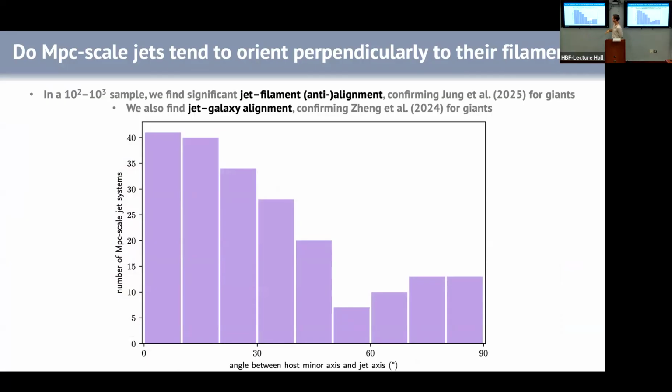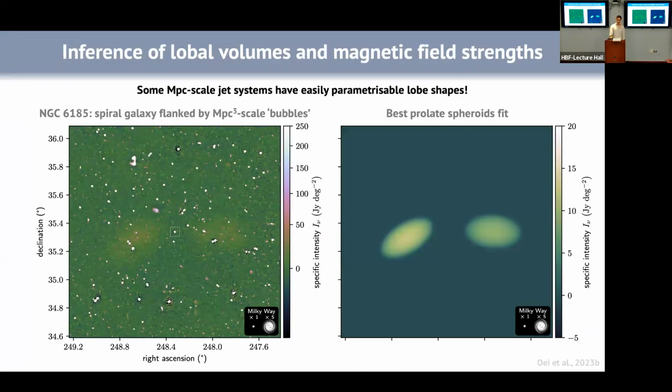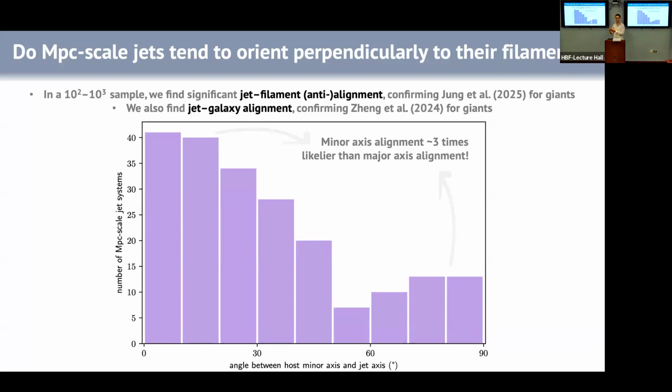And so what you see here is indeed the angle between the minor axis of the host galaxy and the jet. And you see that this clusters around 0. So it means that jets tend to come out of the minor axis of the ellipticals. And that is sort of 3 times more likely than alignment of the jet with the major axis. So that means that there is sort of a tendency for the jets to actually stick out of the filaments and into the voids.